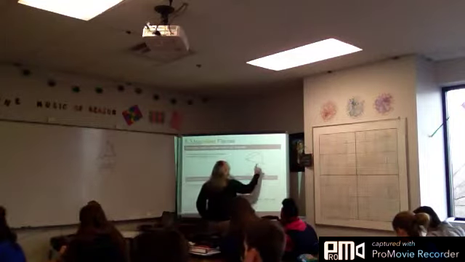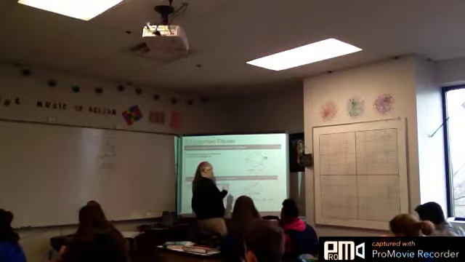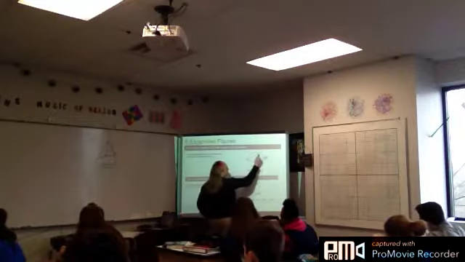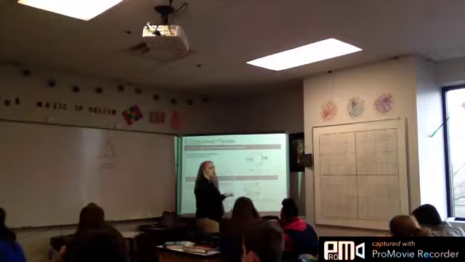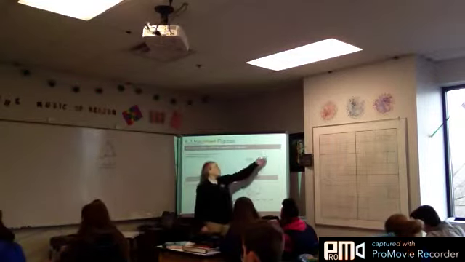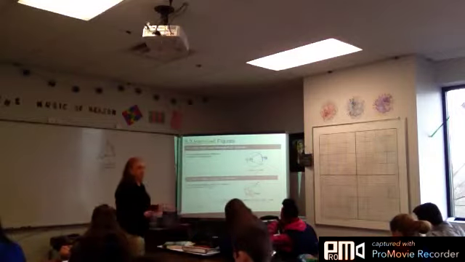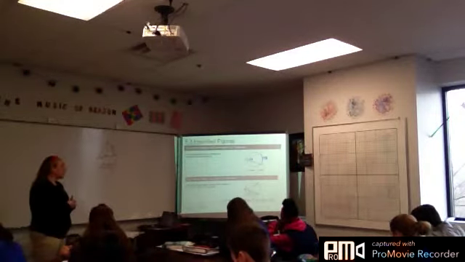So if this is 48, what is this angle? If the arc is 48, then the angle is what? 24. It's half of whatever that is, and vice versa. So if I know this is 24, I can prove that's 48. The angle is half of the arc. Okay? The angle is half of the arc.